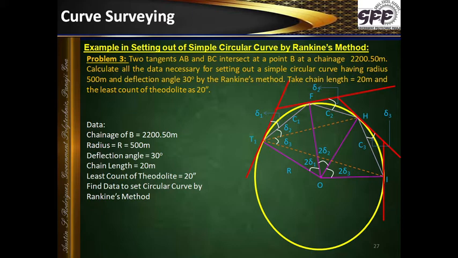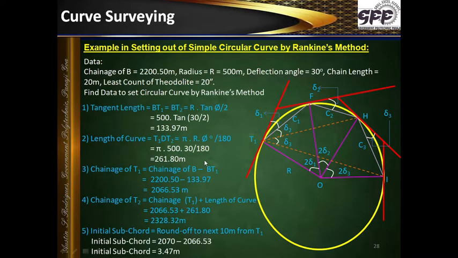Chain length is 20 meters and the least count of the theodolite is given to be 20 seconds. So when we are using the theodolite, we have to do the final calculations for 20 seconds. So all the data has been compiled over here. Chain edge of the point B is 2200.50, radius is 500 meters, deflection angle is 30 degrees, chain length is 20 meters, least count of theodolite, which is very important, is 20 seconds. So find the data to set the circular curves by Rankine's method. That's the figure which we are going to use.